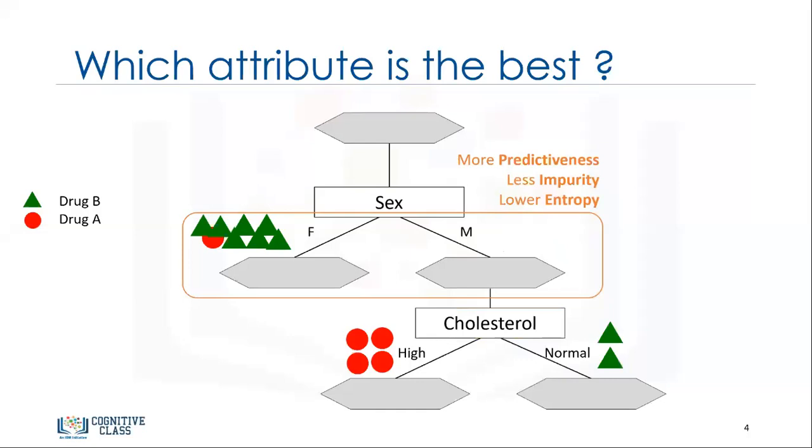For the male patient branch, we again test other attributes to split the subtree. We test cholesterol again here. As you can see, it results in even more pure leaves. So we can easily make a decision here. For example, if a patient is male and his cholesterol is high, we can certainly prescribe drug A. But if it is normal, we can prescribe drug B with high confidence. As you might notice, the choice of attribute to split data is very important, and it is all about purity of the leaves after the split.